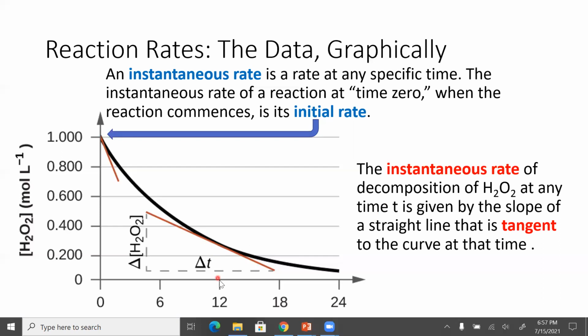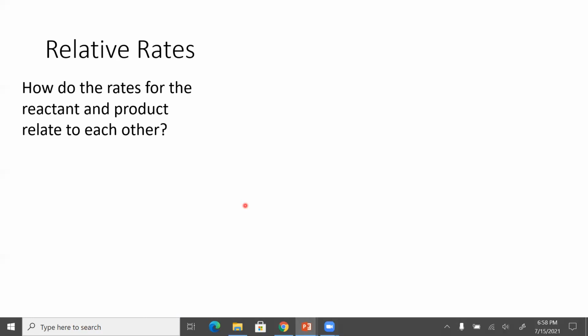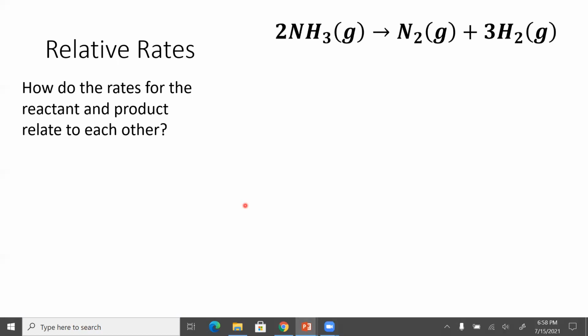So if we wanted 12 hours, we would draw a line tangent to the curve at 12 hours, and then take the change in concentration over the change in time, which is essentially the slope of this graph. And that would give us the instantaneous rate at that particular time. Now, rates are relative. So how do the rates of the reactants and the products relate to each other?